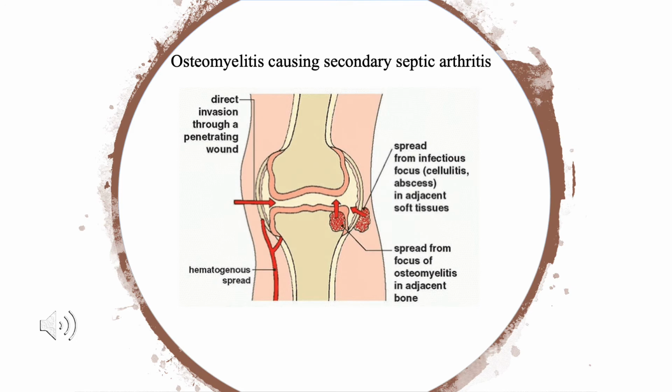This next picture is a close-up of osteomyelitis causing secondary septic arthritis. What I just explained in the previous slide, this is just a visual to make it easier to understand. So a direct invasion of the bacteria Staphylococcus aureus can enter through a penetrating wound or spread to the joint space because of the infection that's either on the bone or on adjacent soft tissues. And we can also see that it can spread through the bloodstream.